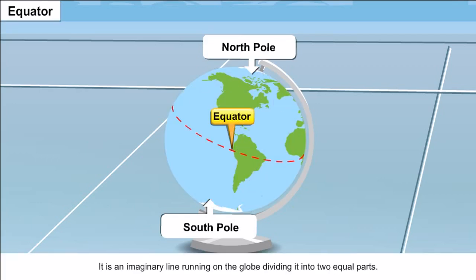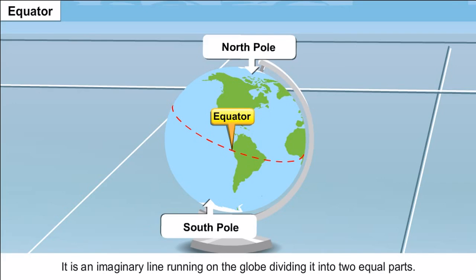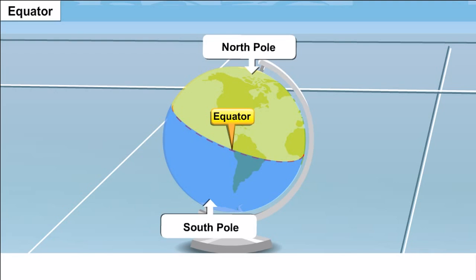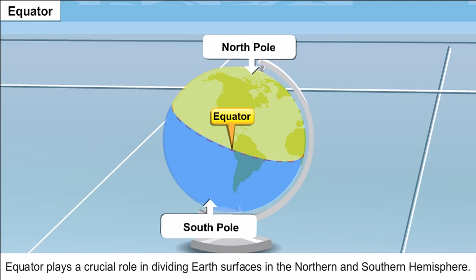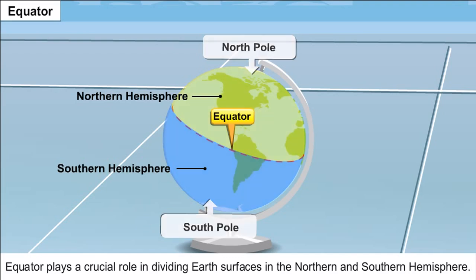Equator. It is an imaginary line running on the globe, dividing it into 2 equal parts. Equator plays a crucial role in dividing Earth's surface into the northern and southern hemisphere. It works as a reference point to locate different places on the Earth.